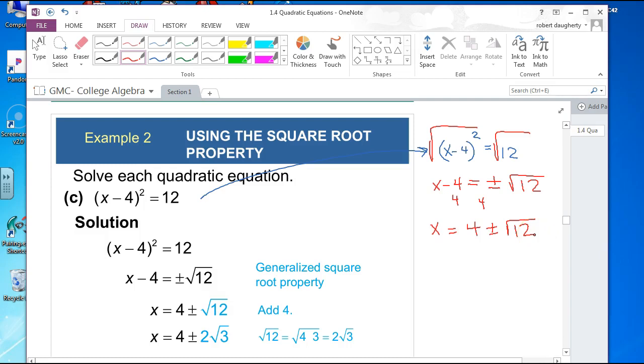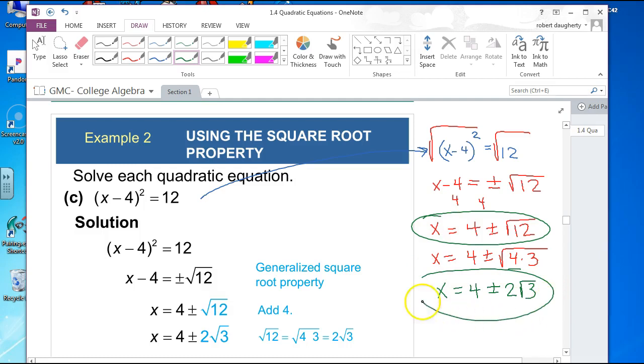Now you can simplify the square root of 12 a little bit differently. It's x equals 4 plus or minus, and 12 can be written as 4 times 3. So what is the square root of 4? That's 2. So x is equal to 4 plus or minus 2 square root of 3. That is the simplest form of this. On a test, I would probably take both of those as answers.